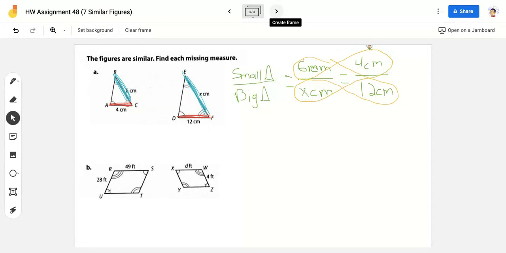All right, what will that leave us with? It'll leave us with 6 times 12, which is 72, is equal to 4x. Divide by 4 on both sides. We get that 72 divided by 4, and we'll find that 18 is equal to x. And when we say 18 is equal to x, then we mean that we're talking about 18 centimeters.